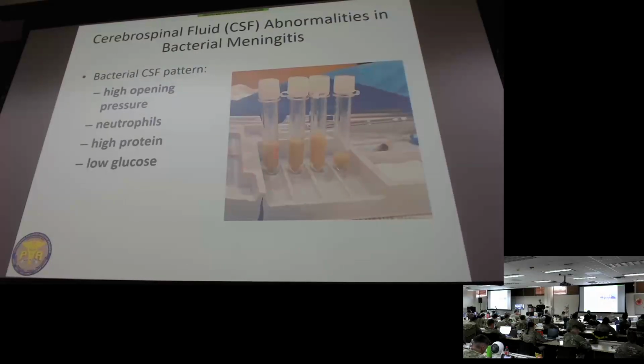Does that look like normal cerebrospinal fluid? How often have we seen it? It looks kind of murky. It looks like your car when the coolant mixes with the oil and you're like, no, it's not good. That's not a good look.